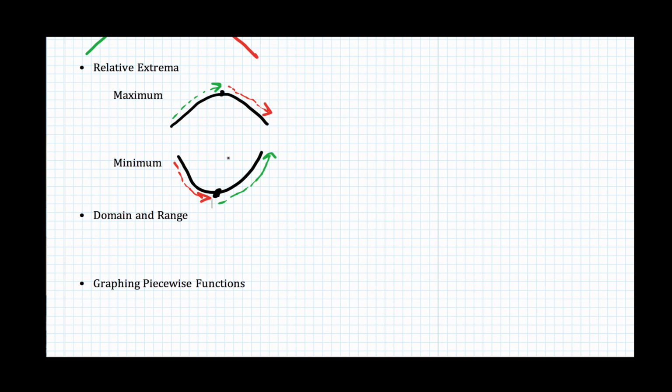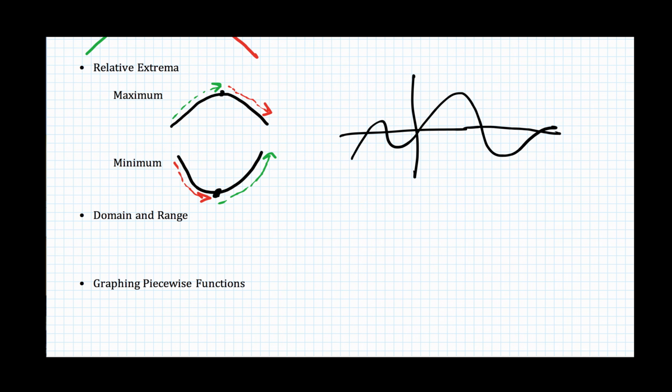You can have multiple maxes or mins on one graph. So just make sure if you were looking at a picture of a graph, you could point out all of the maximums and minimums. In this case, I have two maximums, relative maximums, where there's 1, there's 2.